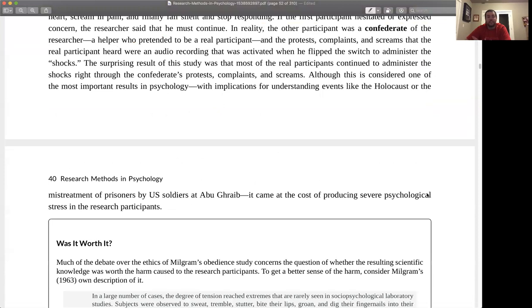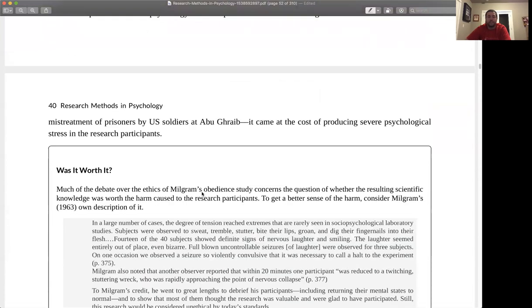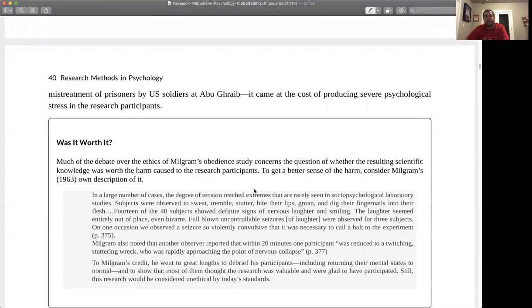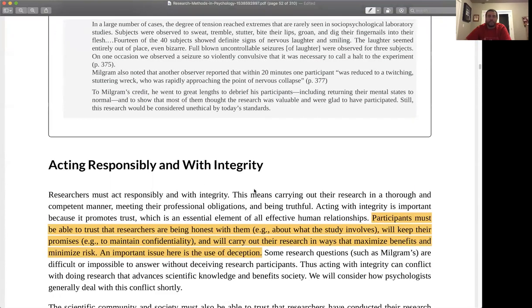Again, tons and tons of different concerns about this were brought up both when the study was being done and then certainly afterwards. So it's a great study to look at when we look at ethics and what we should be doing versus what we shouldn't be doing.